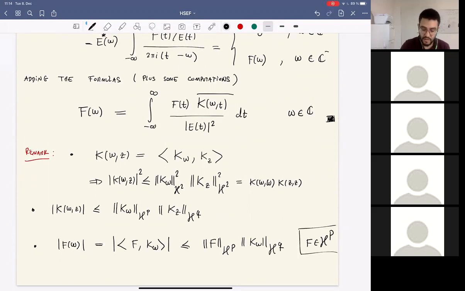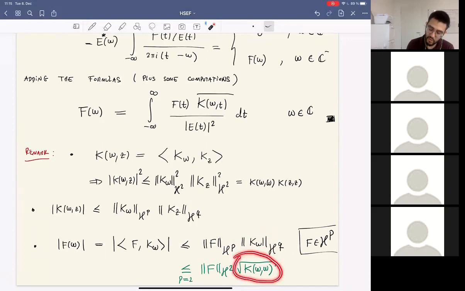Okay. In particular, you see that, so this would be less or equal, if p was two, to the norm of f in H2, and this norm we know how to compute, it is just the square root of K_w(w), because I'm not doing the square of the norm here. Okay, so in particular, you see that the map that takes f into the evaluation at the point w is continuous, and you know how to estimate its norm. Its norm is less or equal than this thing, which in L2 would be just the square root of the reproducing kernel at the point (w,w).